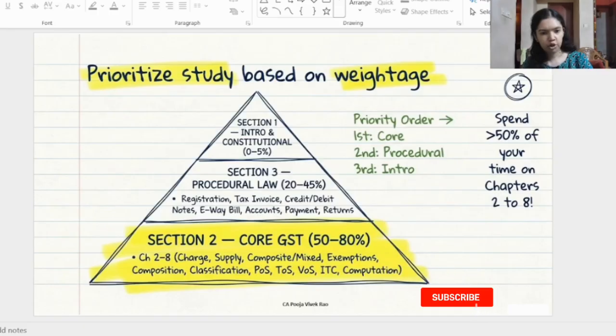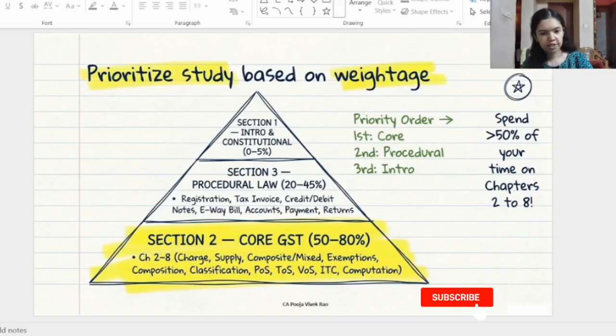So if you are short on time, remember this. Chapters 2 to 8 deserve maximum attention. The BoS session recommends devoting more than 50% of your GST study time to these chapters because of their significance. And also, please don't prepare these chapters only from a theoretical perspective. You should be able to apply the provisions also. And one more thing: from section 2, which we discussed just now, the compulsory question will come, which will be relating to computation of net GST payable.